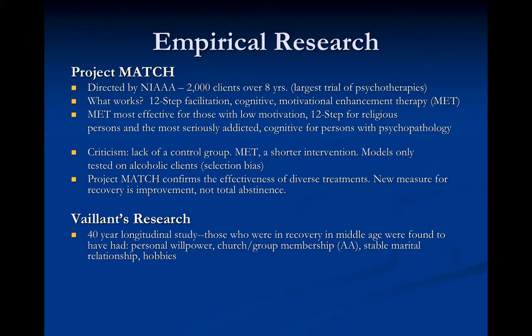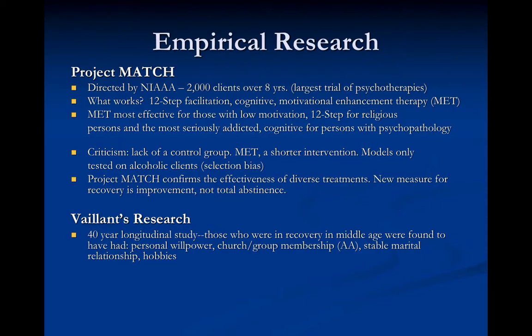Project Match. Your book talks a lot about this, and they compared different types of treatment to look at their efficacy and efficiency. It was directed by NIAAA with 2,000 clients over 8 years, which is the largest trial of psychotherapy. So it's quite a large sample size.